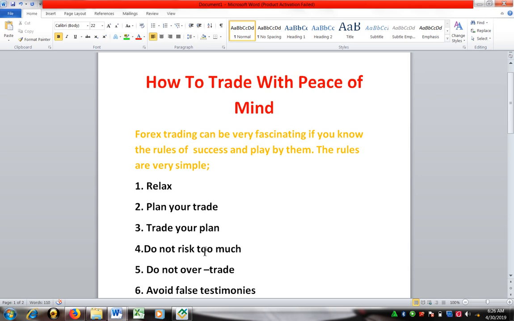Number 4 is do not risk too much. Many traders, even some so-called professionals, fall into this trap. They tend to risk too much because they say this is a sure fire, this is a sure move. It's not going to go down. The market is going up from here. Every indicator, every condition is confirming this move, and because of that, they push in too much money, too many lots, very high lots, senseless lots, ridiculous lots into such a trade.